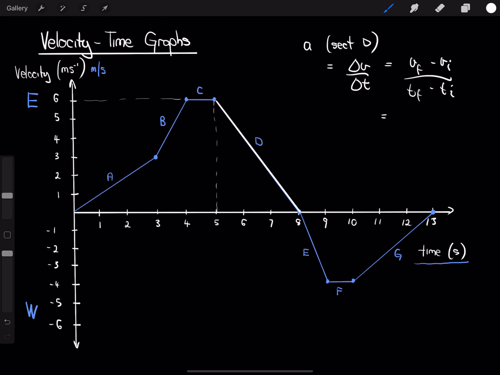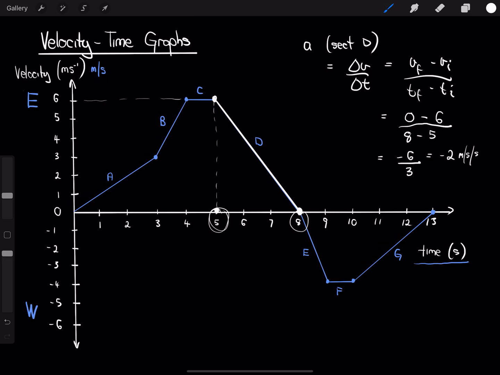So, okay, the final velocity for section D was 0. So it's going to be 0, take away the initial velocity, which was 6. So 0 take away 6, and the final time was the 8-second mark, or 8 seconds. The initial time was 5 seconds. There was your final time, and there was the initial time. So it's 8 minus 5. And so it's going to be negative 6 over 8 minus 5, which is 3. So that ends up being negative 2 meters per second per second.